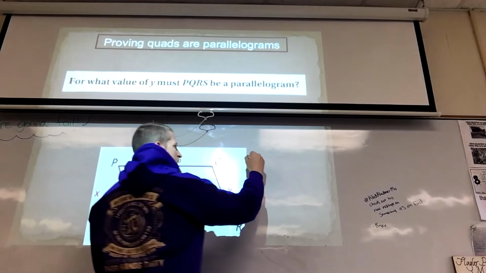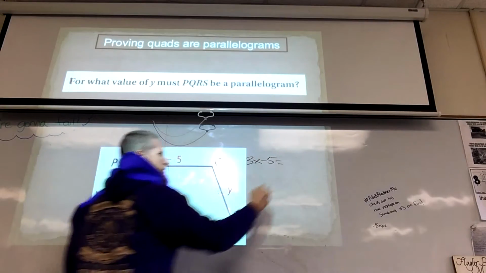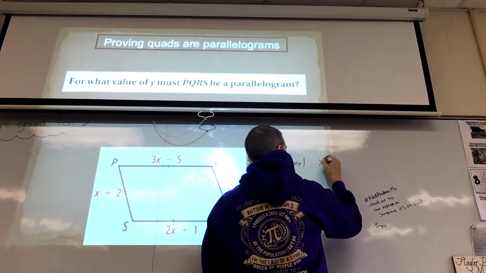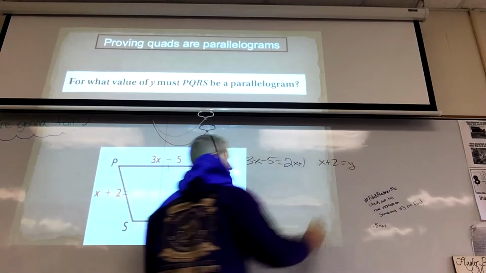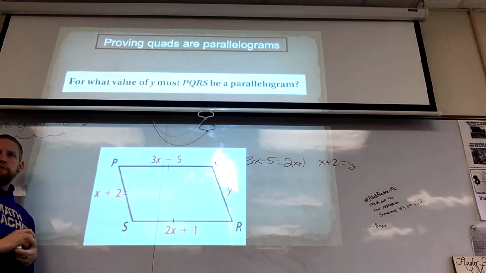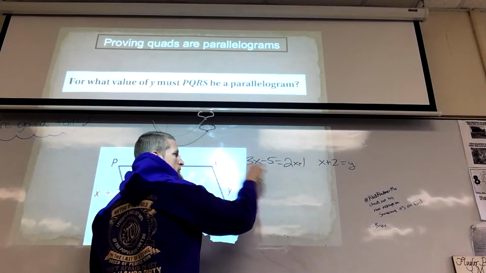So I know I can set up 3x minus 5 equals 2x plus 1. And I got x plus 2 equals 1. Well, what do you think I need to do first? Solve for x, using this one.